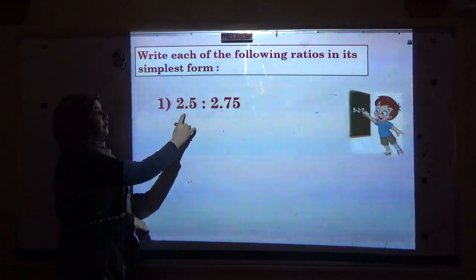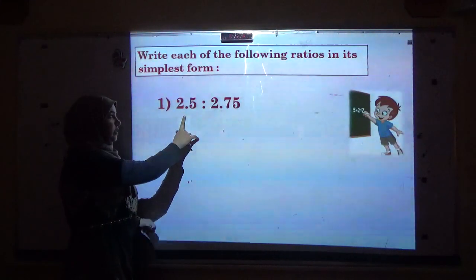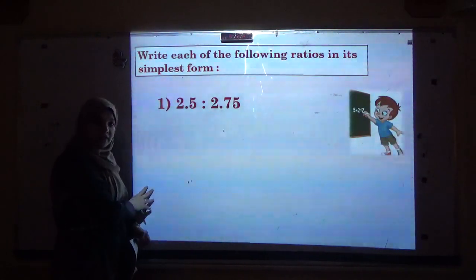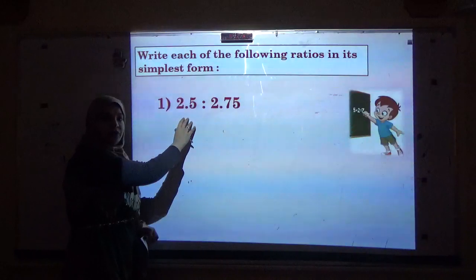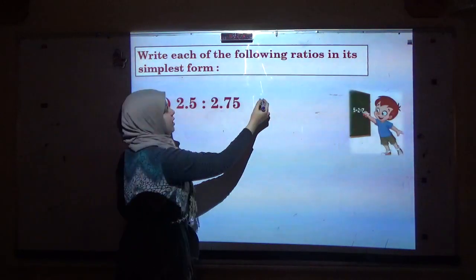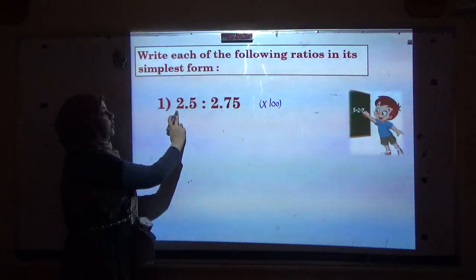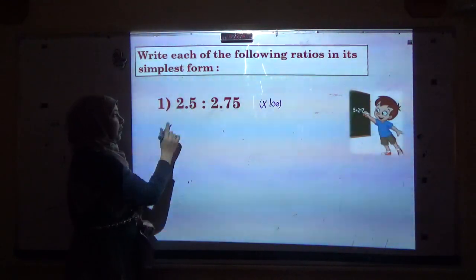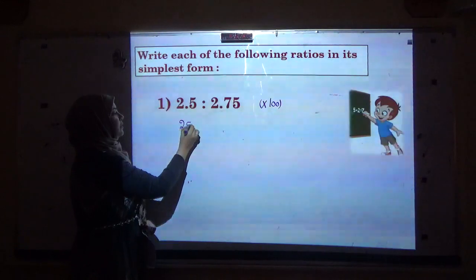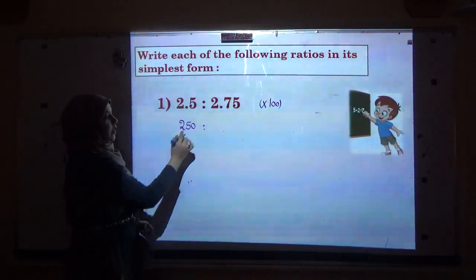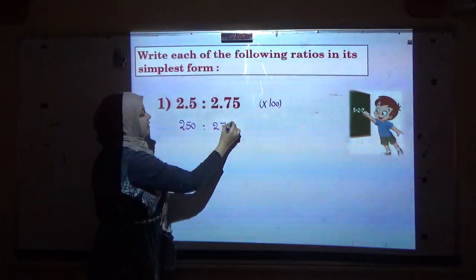Here the decimal point is after 1 digit. Here the decimal point is after 2 digits. So to cancel this decimal point, we will multiply the two terms by 100. Now, 2.5 multiplied by 100 equals 250. 2.75 multiplied by 100 equals 275.